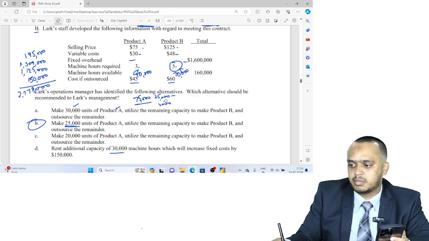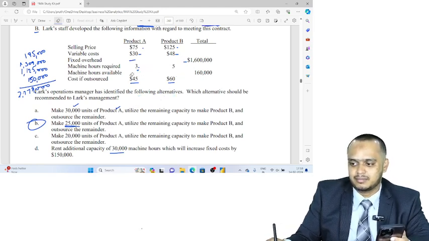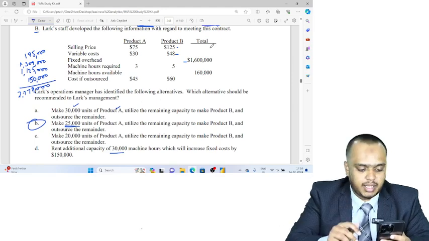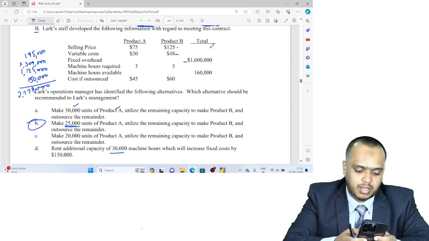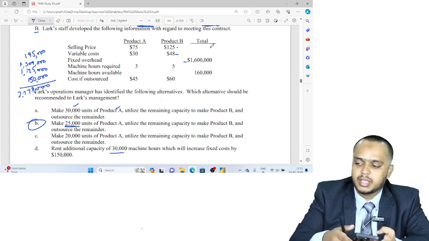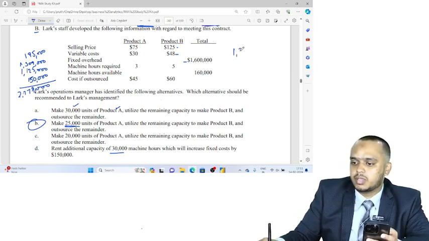There is space above my head, but I'm not able to utilize it. Okay, 30,000 into what's my contribution here? 75 minus 30 is 45. 45 multiplied by 30,000 units directly, it equals 1,350,000.